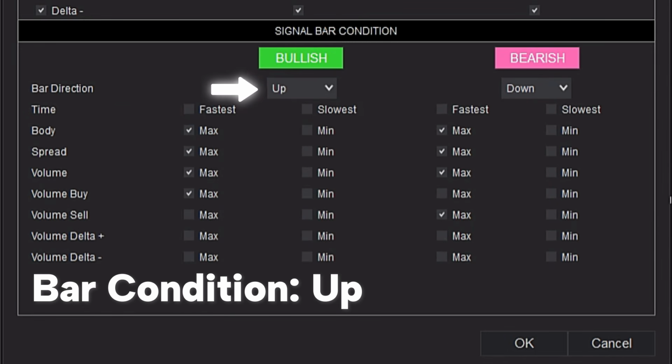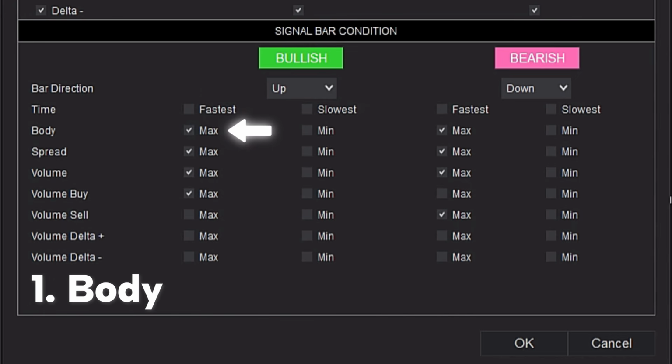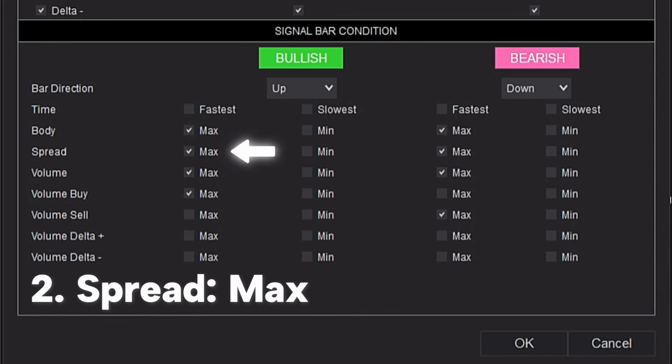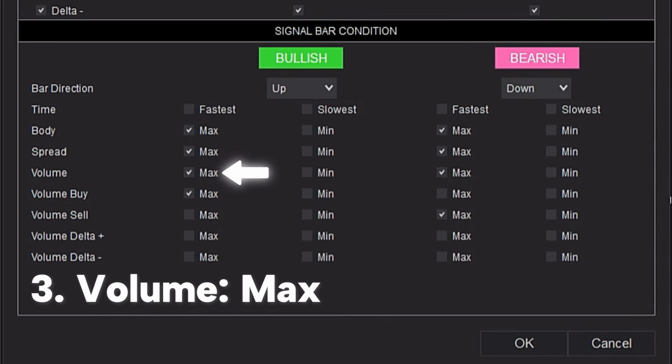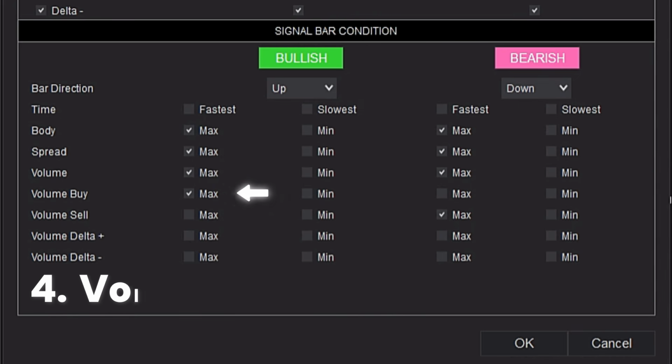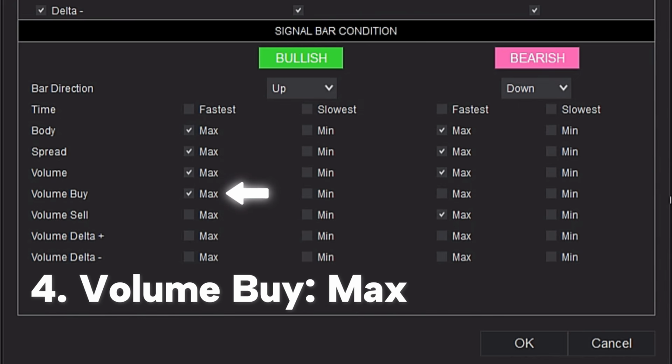First, let's take a closer look. Here we can see that for a buy signal to be generated, the conditions we've defined in OmniSpectrum Scan are: the candle must be a bullish up candle. It has the largest body within the cycle. It has the widest spread. It carries the highest total volume. It has the strongest buy volume.